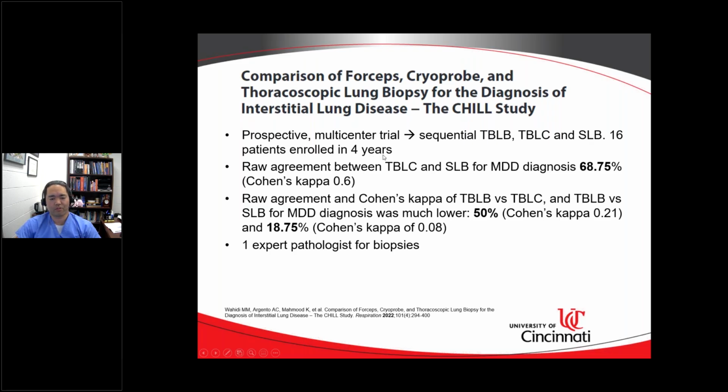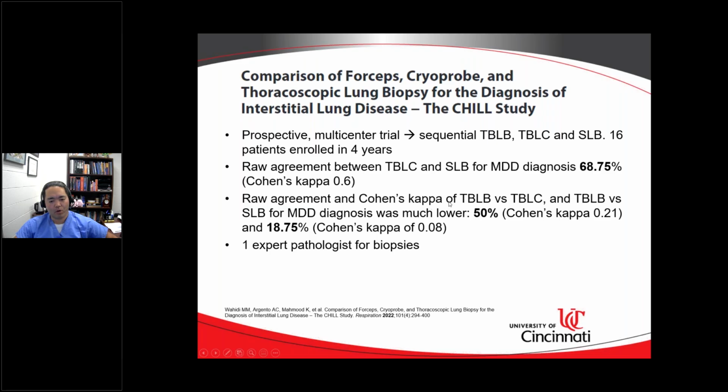It was 4 centers, so these centers enrolled 1 patient per year. Really hard, right? But what they did is an elegant analysis of the agreement, the raw agreement between cryo and surgical lung biopsy for a multidisciplinary diagnosis. It was 68.75% with a Cohen's kappa of 0.6. I'll get into that. It's hard to understand. But I promise next slide will be better.